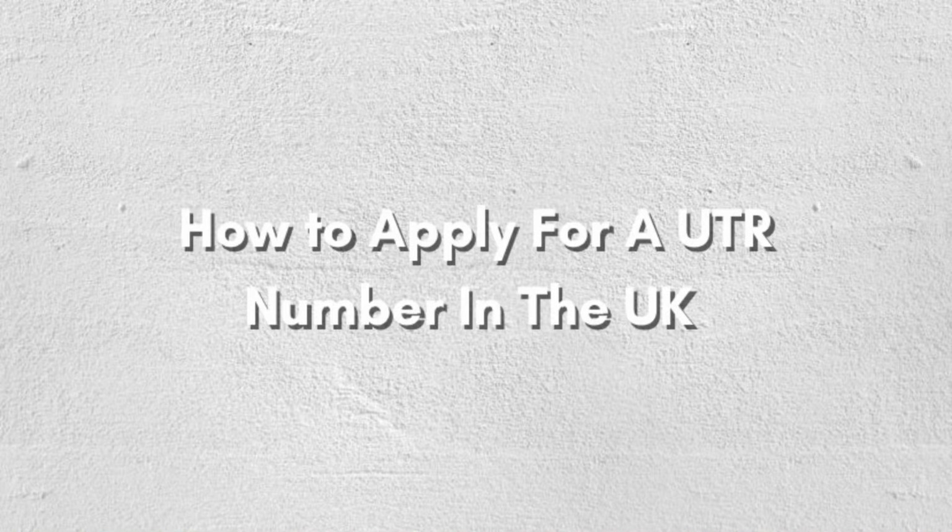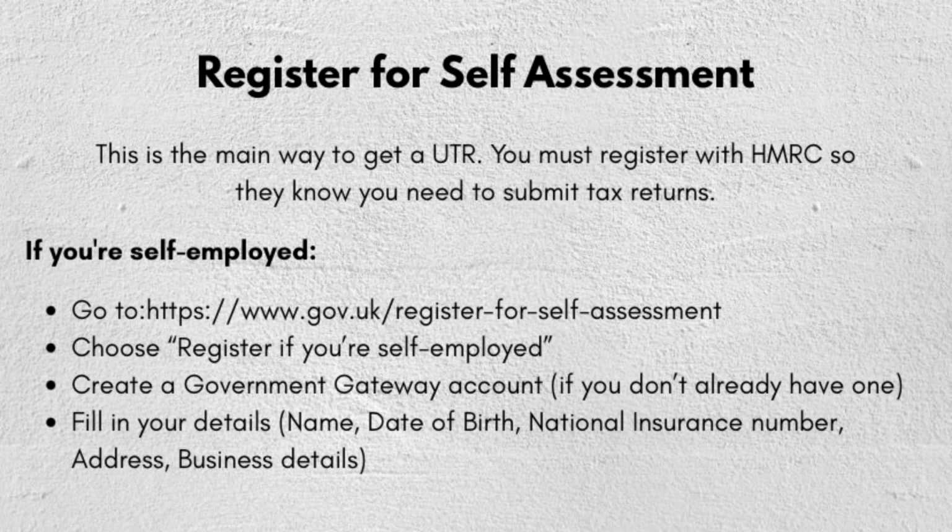In this video, I'm going to show you how you can apply for a UTR number in the UK. So first, what you're going to do is register for a self-assessment. This is the main way to get a UTR. You must register with HMRC so they know that you need to submit tax returns.